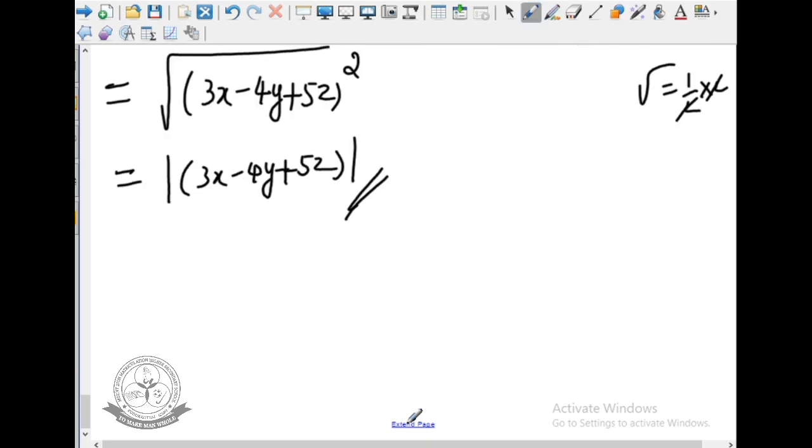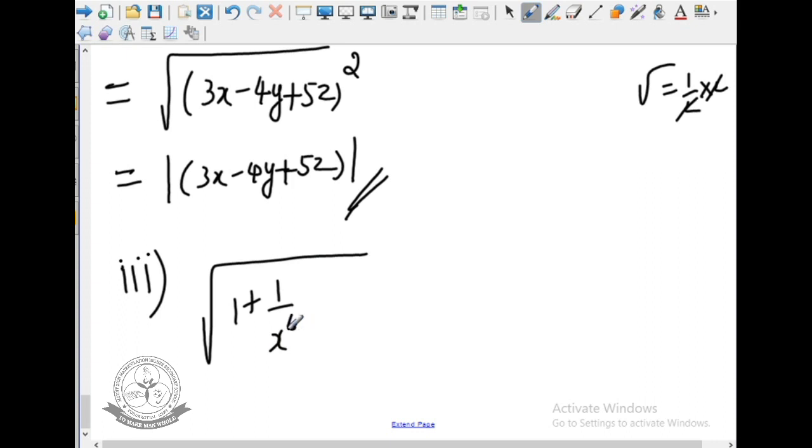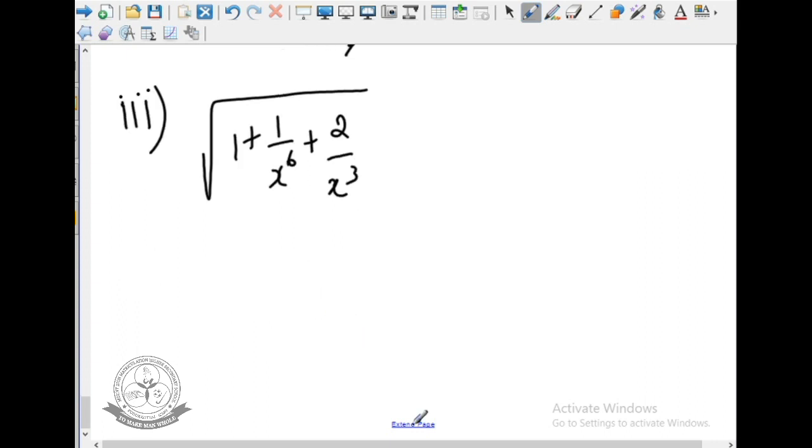So the next problem, take down this. Third problem. Square root of 1 plus 1 by x power 6 plus 2 by x cube is equal to, here how can I write this one?